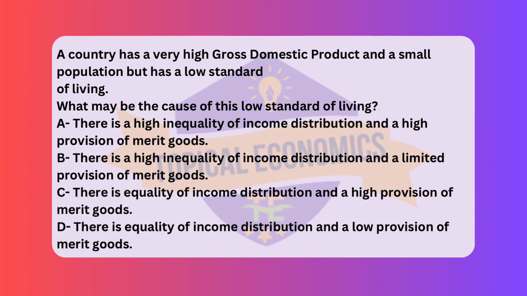The correct answer for this question is option B. High inequality of income distribution means that even though the country may have a high GDP, most people may not have access to the wealth generated. This is a key factor that leads to a low standard of living for the majority of the population.